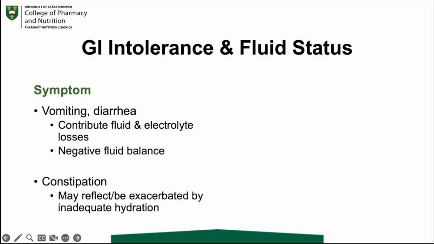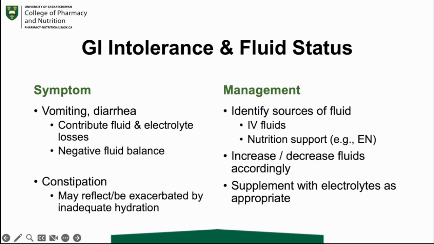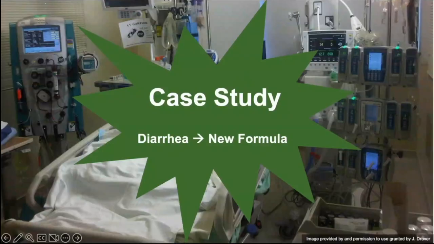It must be acknowledged that fluid and electrolyte status are often related to GI symptoms, with vomiting and diarrhea resulting in excess fluid losses, whereas constipation may be associated with inadequate fluid intake. Thus, the volume of fluid delivered by both IV and nutrition support should be adjusted as appropriate to help maintain a patient's fluid balance. If we come back to Jonathan Doe, he was started on EN.